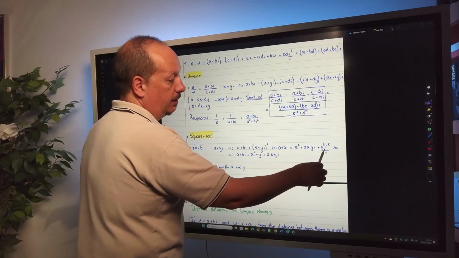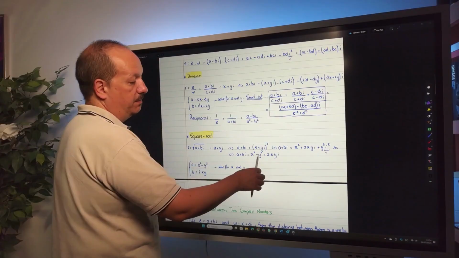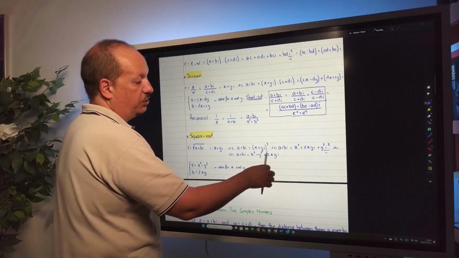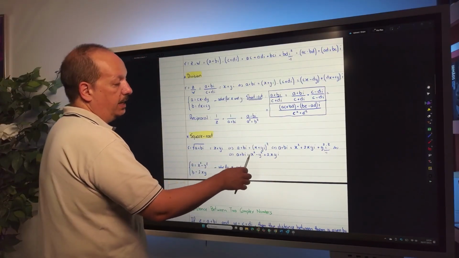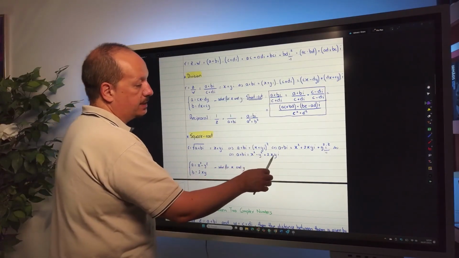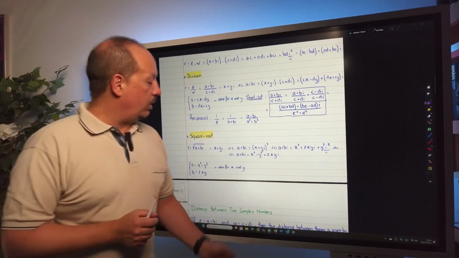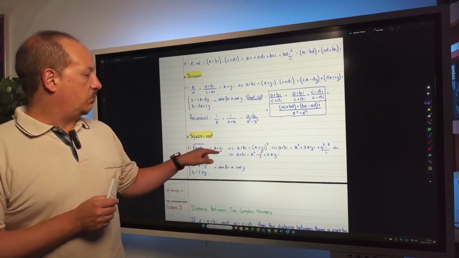You will end up with y squared, which is minus 1. So this goes to the real part, okay? And you only have this imaginary part. So now you compare. x squared minus y squared must be equal to a. And 2xy must be equal to b. And now you solve for x and y, and you figure out what the result is.